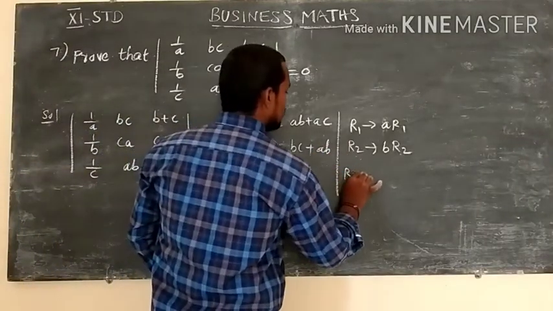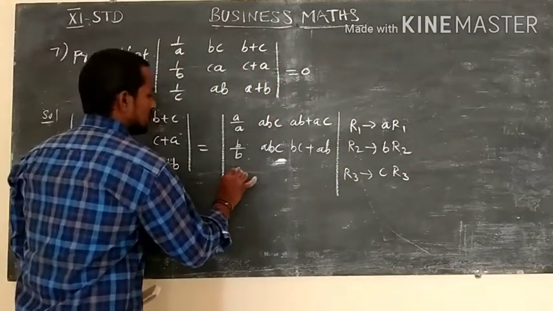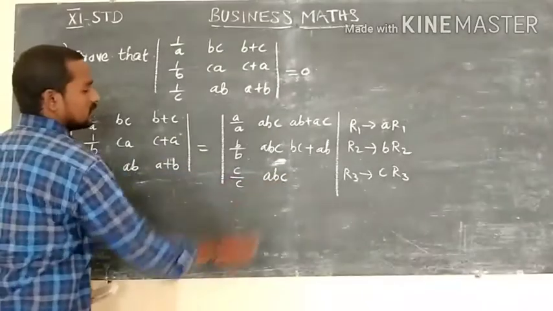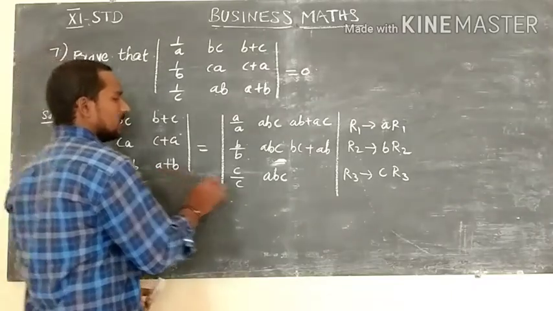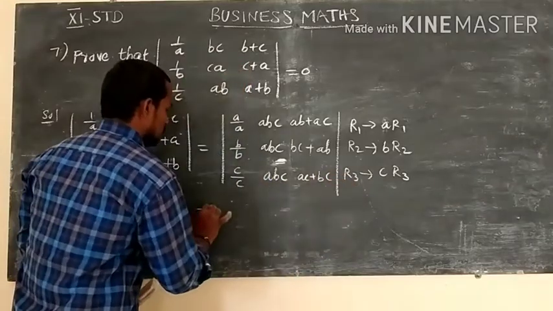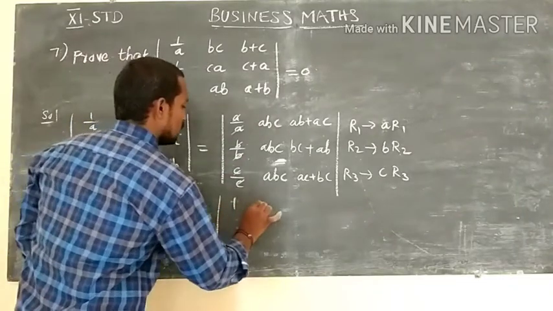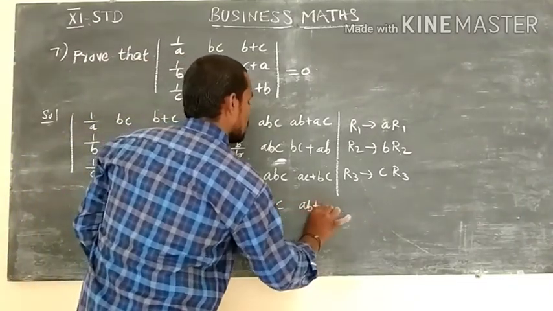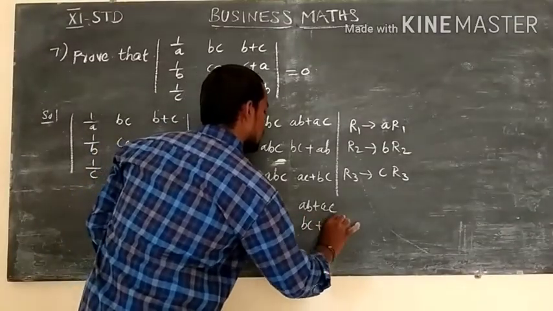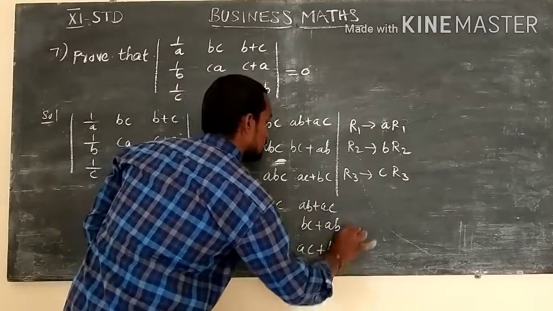Then R3 changes to C times R3. C by C gives ABC, because we already have AB, so multiplying with C we get ABC. Then AC plus BC. Using the cancellation, we get 1 ABC, AB plus AC; 1 ABC, BC plus AB; 1 ABC, AC plus BC.